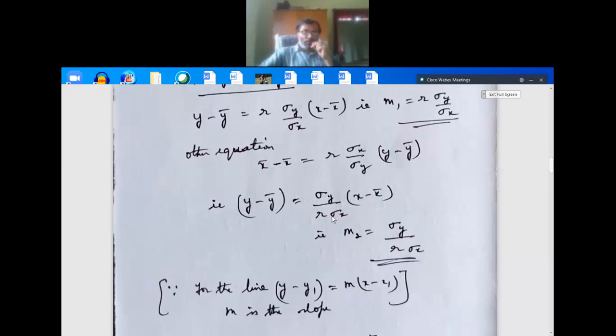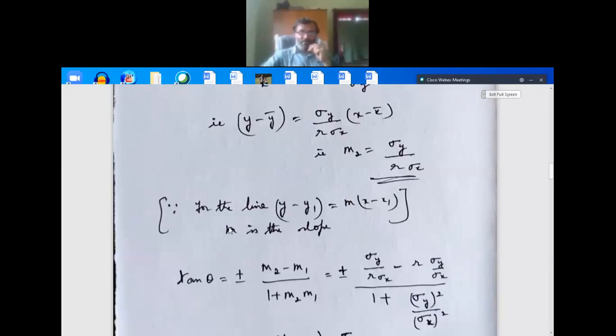So the slope now, for the second line we take m2, that is sigma y by r into sigma x. Here I have given the standard form of the slopes. For the line y minus y1 is equal to m into x minus x1, from your PUC level coordinate geometry, m is the slope. Okay, m is the slope. Clear?